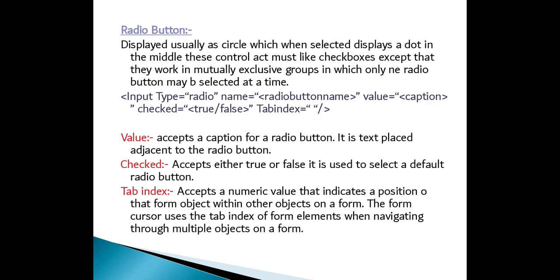Okay, so here we can see the attributes. Value, which accepts a caption for a radio button, is text placed adjacent to the radio button. Checked accepts either true or false. It is used to select a default radio button.